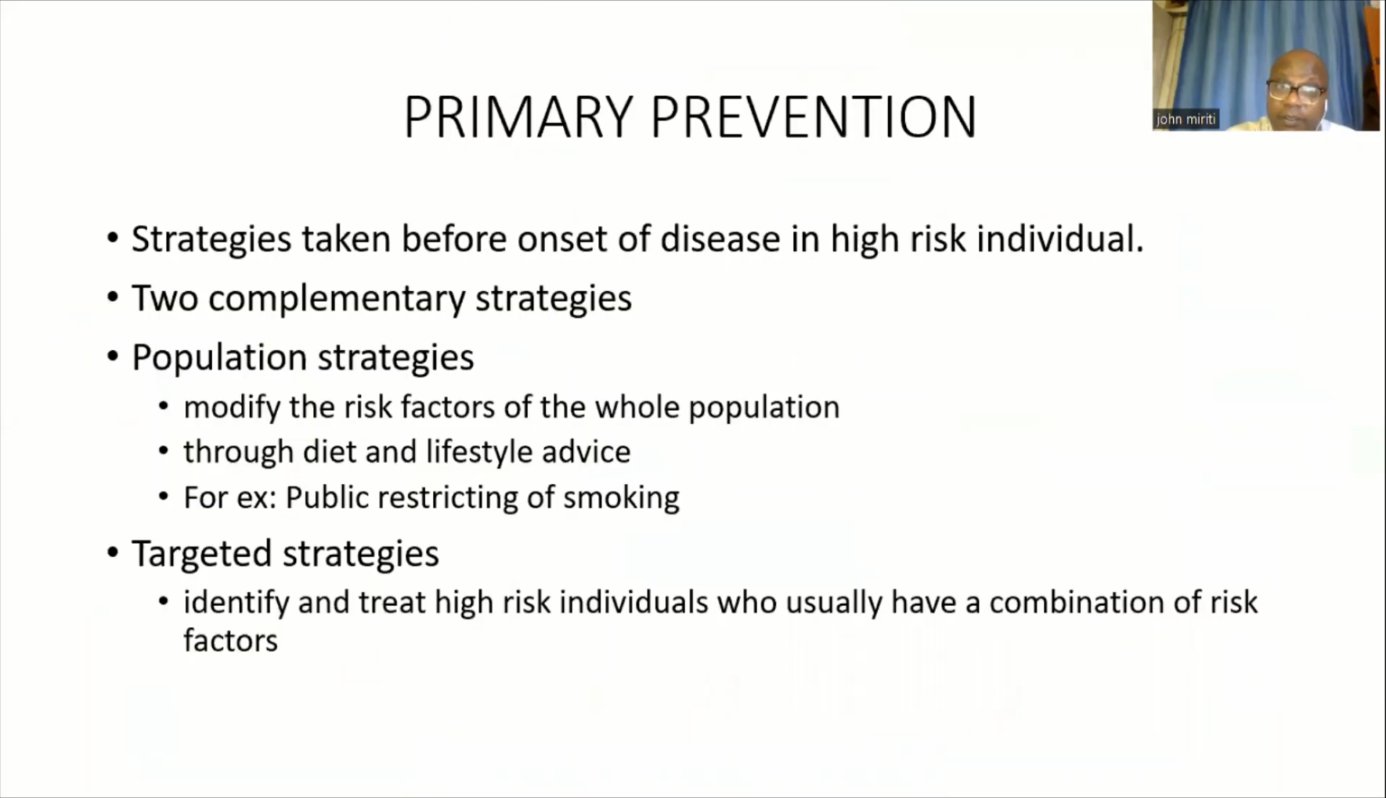So primary prevention is strategies taken before the onset of the disease in high risk individuals. Population strategies include educating the public, where awareness is very important, and restriction of smoking. Then you can also focus on targeted individuals and groups in this prevention.